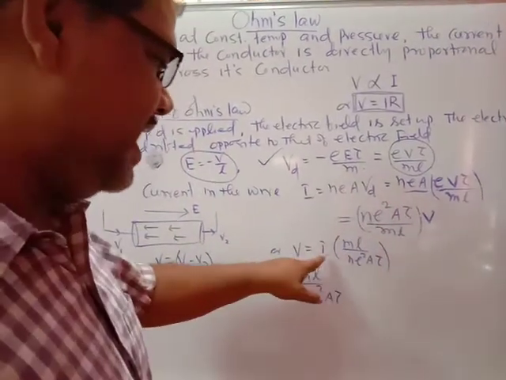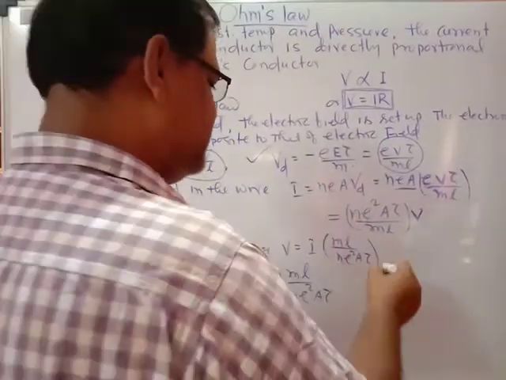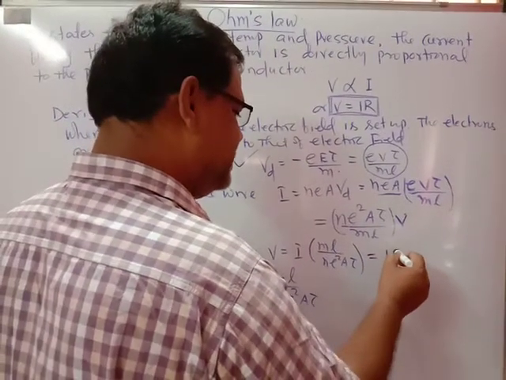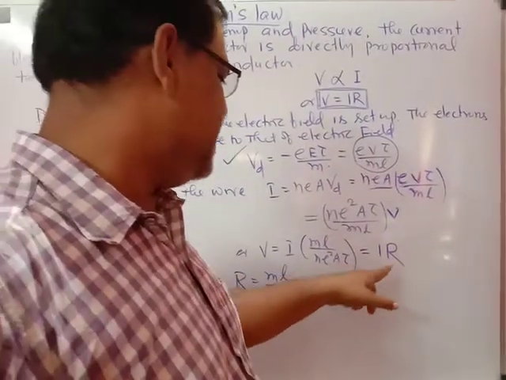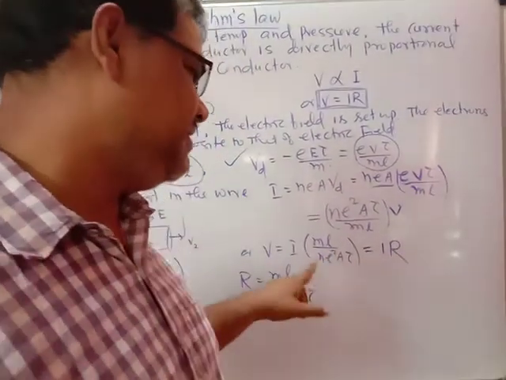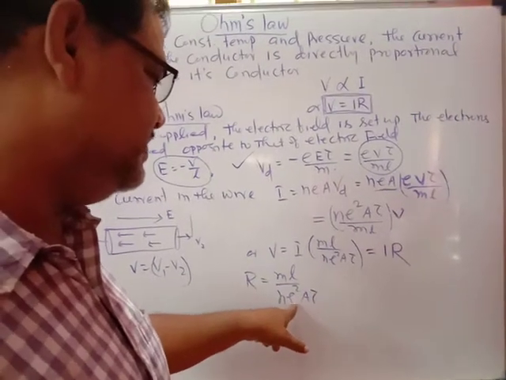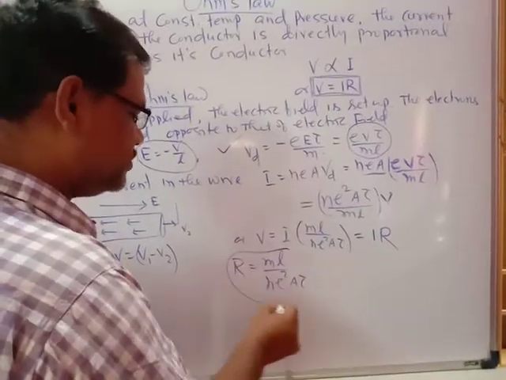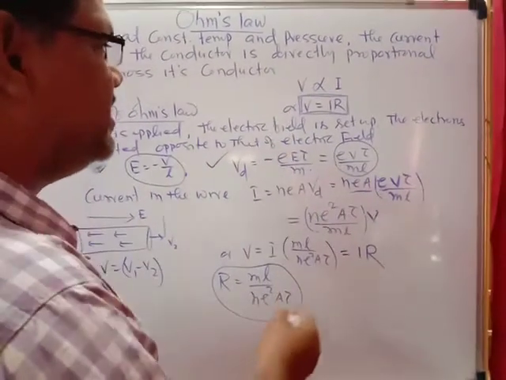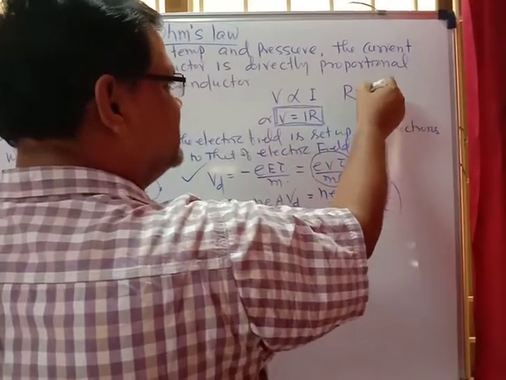V equal to I into R, and in place of R, what have you written? We have written ml upon n e square a into relaxation time. This is the expression for that proportionality constant from Ohm's law, that is R. The proportionality constant R is called the resistance.